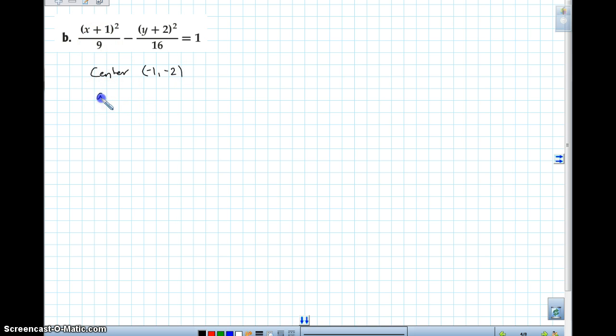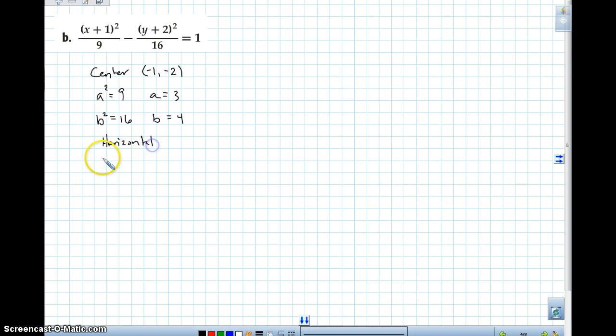A always comes first, so A squared, I'll say, is equal to 9, so that means A is equal to 3. B squared is equal to 16, so that means B is equal to 4. And this time we're going to have a horizontal hyperbola.